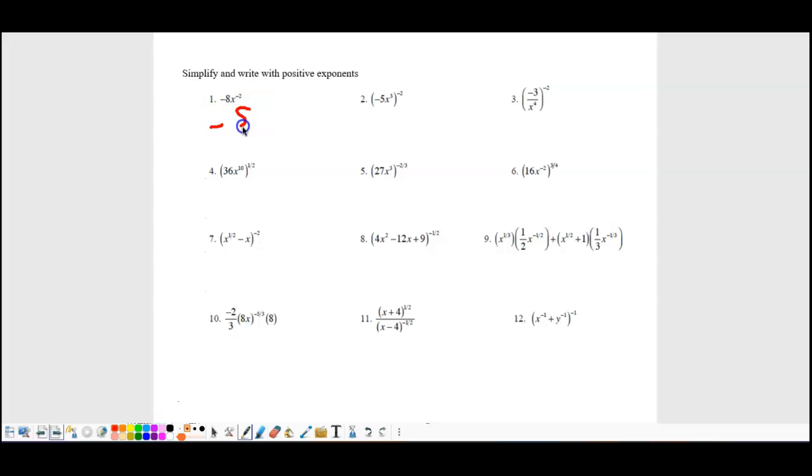So this would be -8 divided by x squared. Because again, the power is only on the variable, not on the coefficient. So the coefficient stays in the numerator, the variable drops to the denominator, as well as keeping the negative. That -2 in number 2 is going to distribute to both the coefficient and the variable.